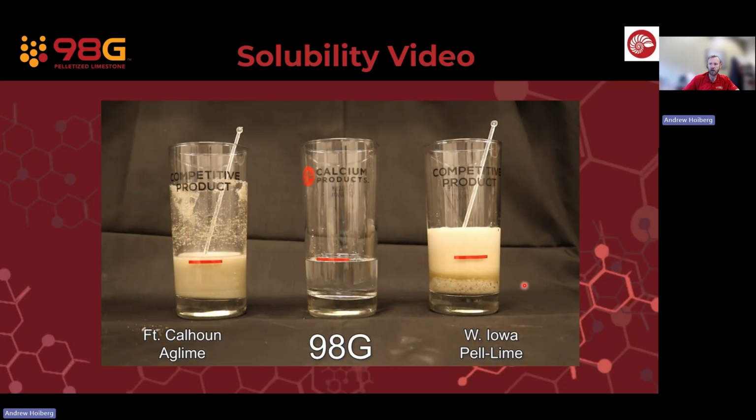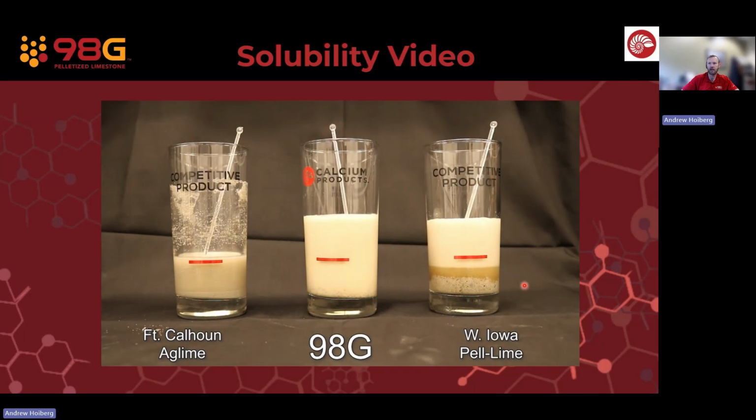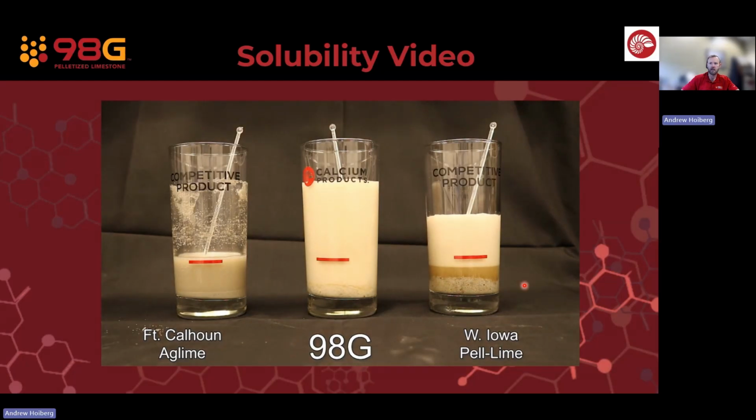And again, you see more contribution, more fast reactivity from those fine particles that are in there, but then 98G, you can really see the effect of purity, particle size, and then the precision aspect of it too. With these, pellets are getting in there and breaking down super rapidly and releasing that calcium carbonate into that vinegar solution to then neutralize the acidification that's in there.